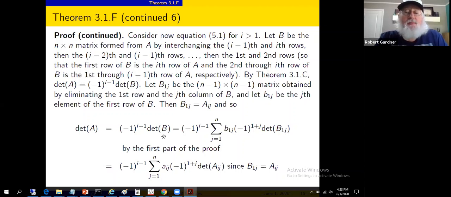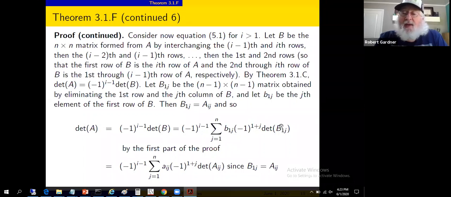Hey, the determinant of B, we can use what we already know about writing the determinant of B in terms of a cofactor expansion using the first row, the B sub 1, the first row of matrix B. That'll require the determinants of the B sub 1j's. All right, that was part 1.